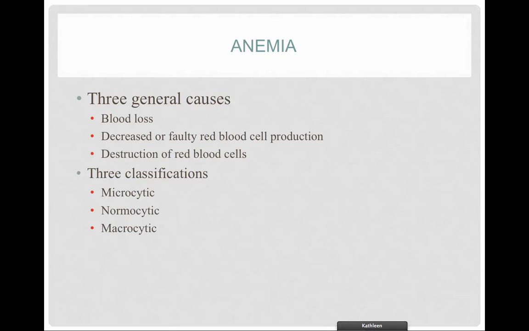There are three general causes of anemia. Before I go into that, I just wanted to talk a little bit about red blood cell formation. Red blood cells are formed in the bone marrow, and this is called erythropoiesis. Mature RBCs are then released into circulation.